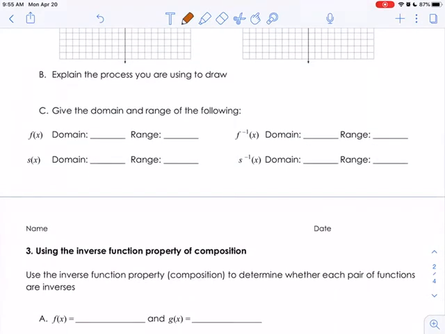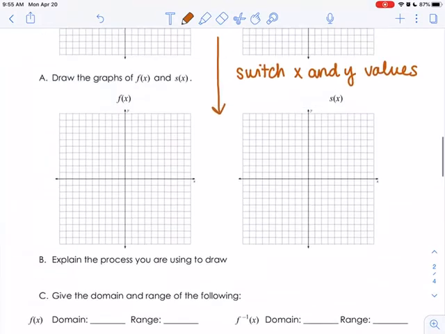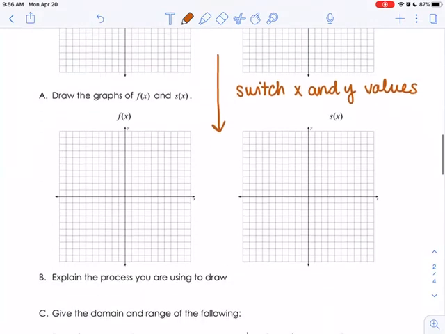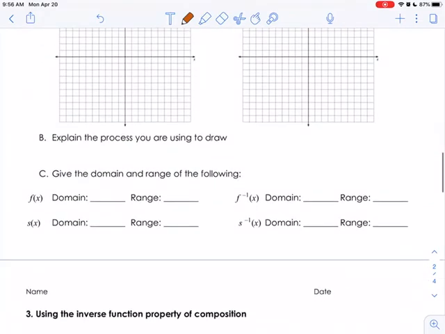Then it says give the domain and range of the following. You need to find the domain and range of each of the original functions, and then the domain and the range of each of the inverse functions. Make sure you're looking at the correct graphs for those. Keep in mind I provided you with a graph, but these f graphs are just points, and the s graphs are actual continuous functions. So your domain and range are going to look a little different.